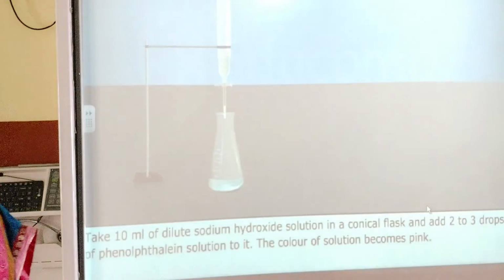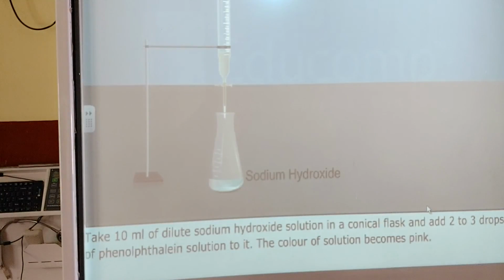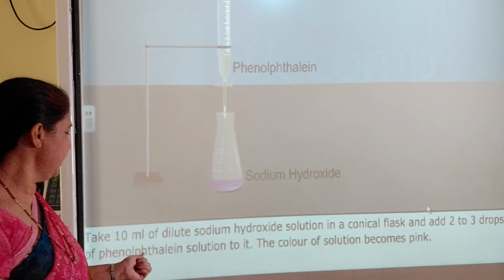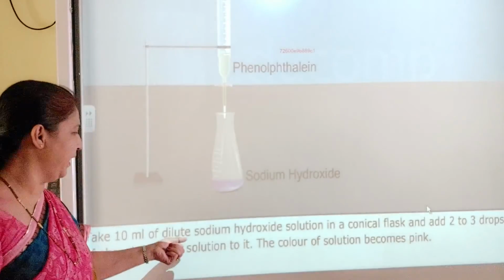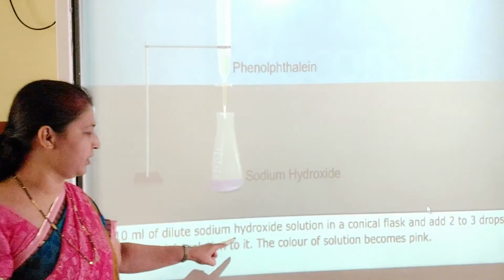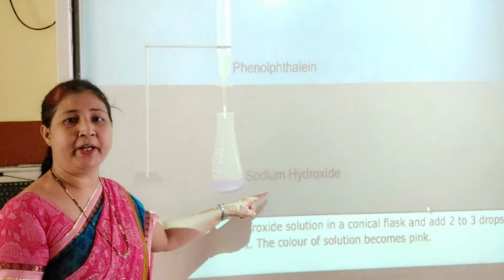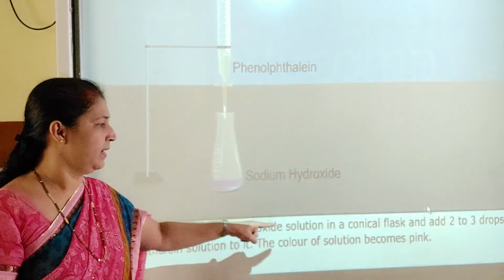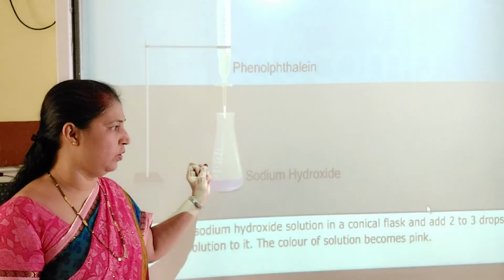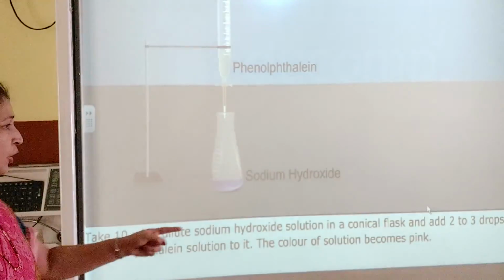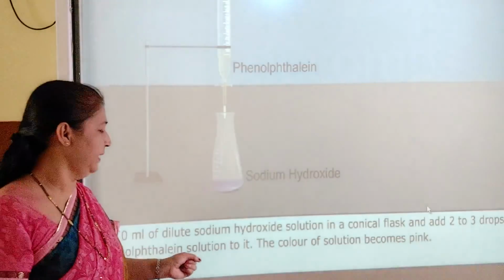Take 10 ml of dilute sodium hydroxide solution in a conical flask and add 2 or 3 drops of phenolphthalein solution to it. The color of the solution becomes pink. So what is done first? We take 10 ml of dilute sodium hydroxide solution, which is a base, in a conical flask. Then we add 2 to 3 drops of phenolphthalein solution.